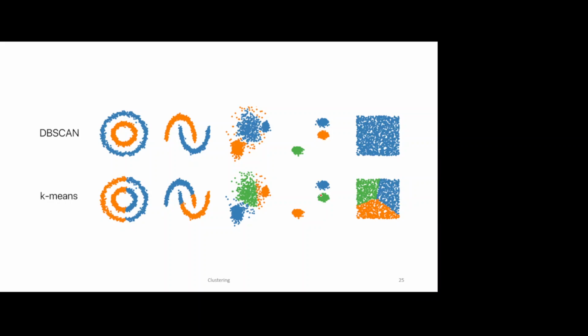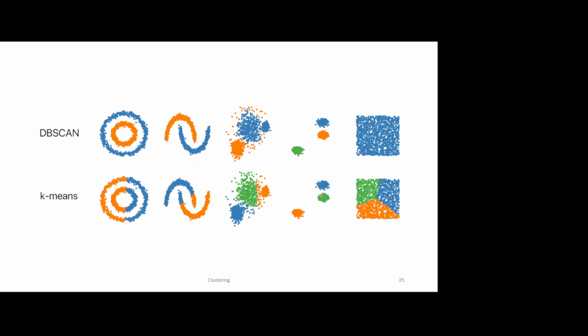So K-means cannot handle such a data distribution very well, but DBSCAN can do it very well. There's another data distribution like this. Again, DBSCAN does it very well. And for some data distribution like this, K-means can do it very well, like this.